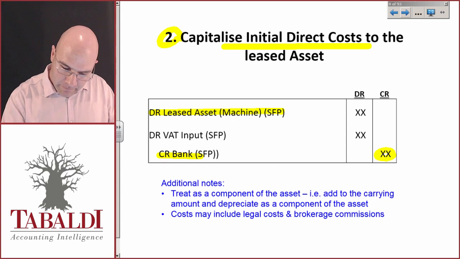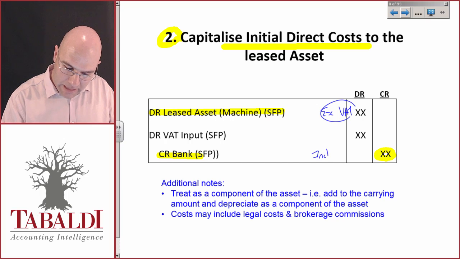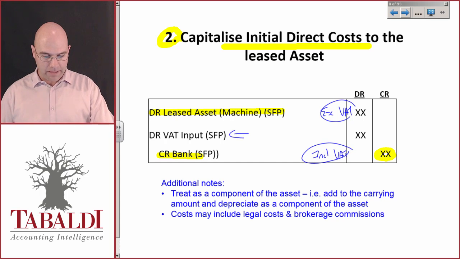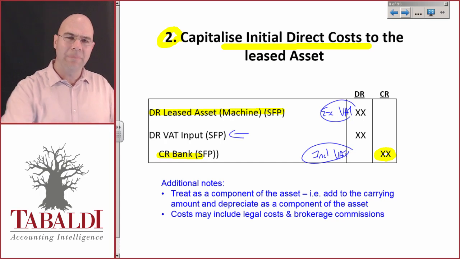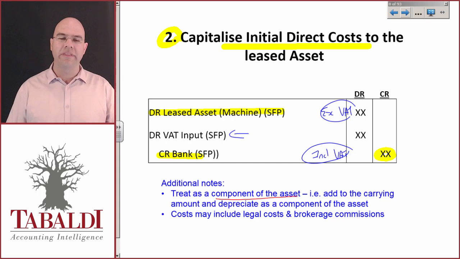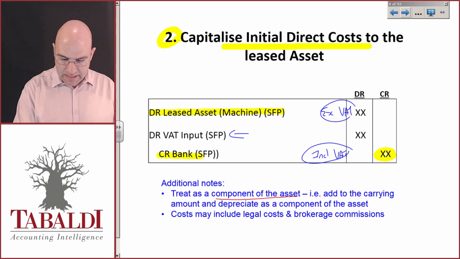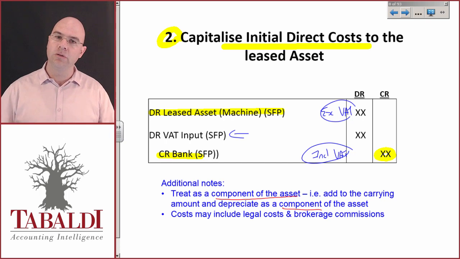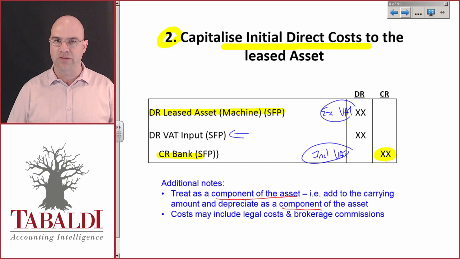Just remember, this is the amount ex VAT, and the total payments will include VAT. Therefore, we'll have a little balancing debit. So from an IAS 16 perspective, you treat this as a component of the asset, and you depreciate it as a component of the asset. These costs will probably include legal costs, brokerage fees, etc.